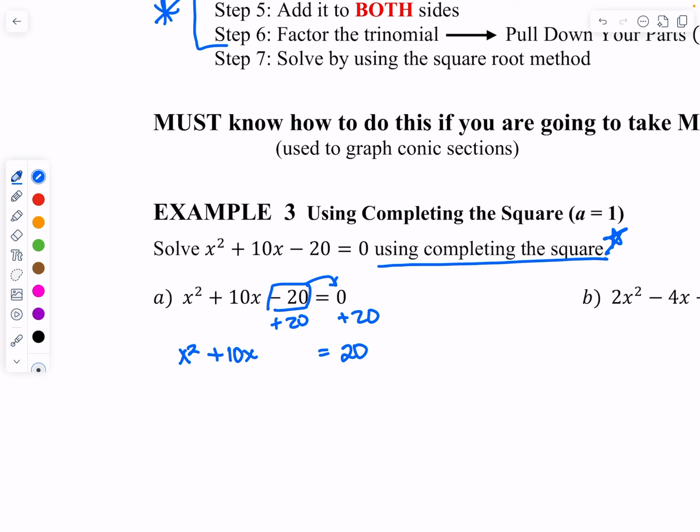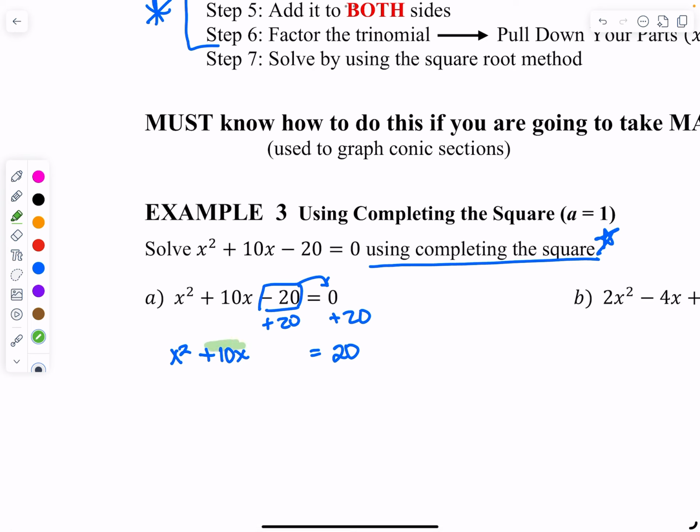Equals 20. That space is for my completing the square. Okay, so I've got my constant to the other side, and now I'm really going to do my completing the square steps. So I'm going to look at that 10, and I'm going to take half of it. What is half of 10? It's 5, and I'm going to square it and add it to both sides.